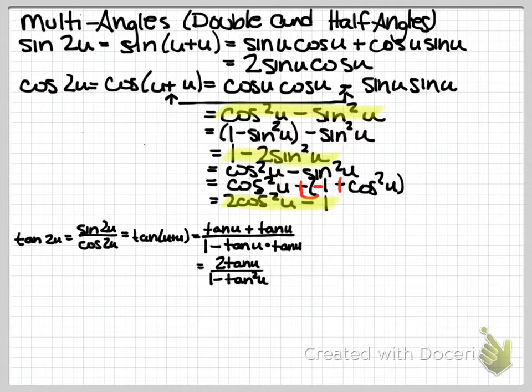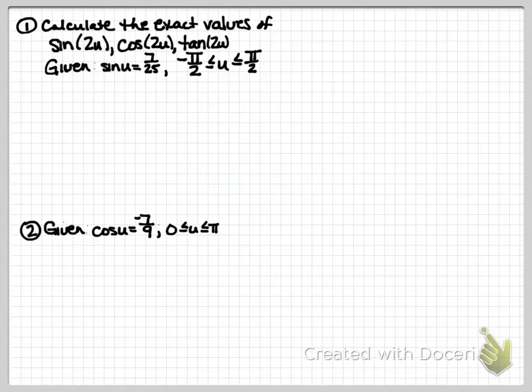So those are where our double angle formulas come from. It's always just a good idea to be able to fall back on where these things came from, so to speak. Alright, let's move on to our first example. Okay, we want to calculate the exact values of sine of 2u, cosine of 2u, tangent of 2u.